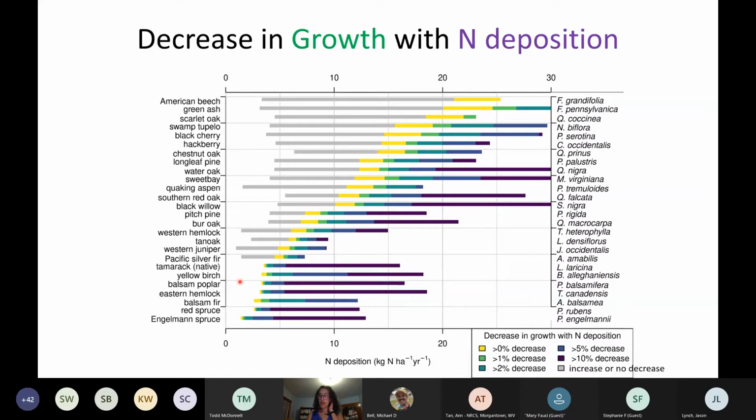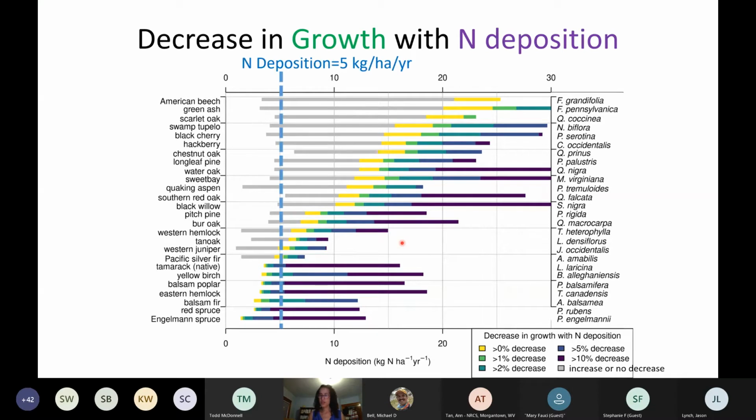And you can see that some species decline quite rapidly with deposition, for example, here, and other species decline much more slowly with increased deposition. But it's clearly a powerful tool to look at the information to assess the magnitude of the impact.